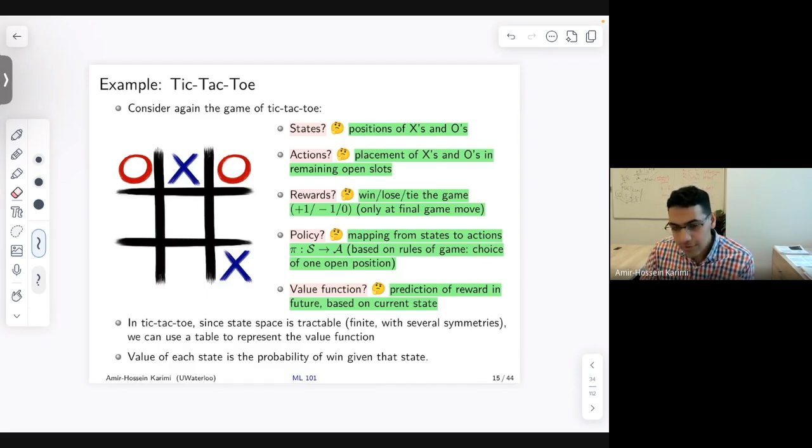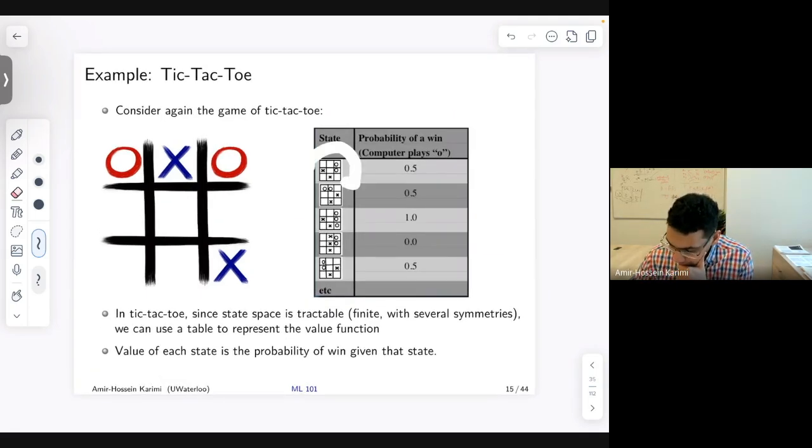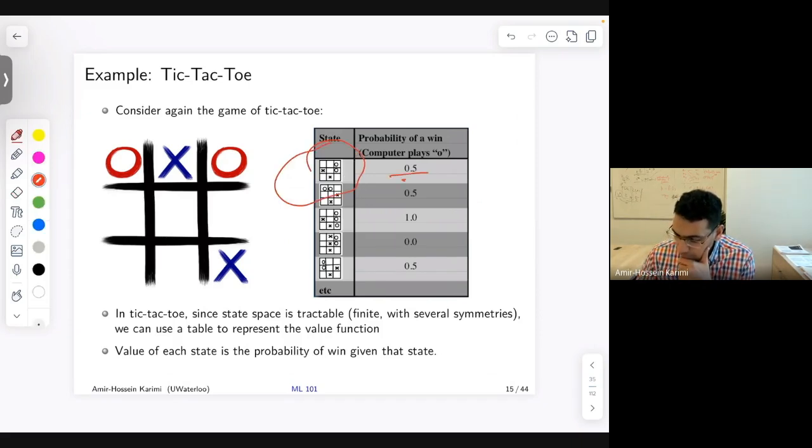Now, in the game of tic-tac-toe, because the state space is tractable, in this case meaning that there's a finite number of possibilities that you can place these pieces together, and it's actually less than all the possibilities because there are several symmetries that you could exploit, we can use probability tables to represent the value function. So a probability table like this would give us, for a particular state of the game, what is the probability that the red O player will win? Or in this case, they've already won, so the probability is equal to 1. And so you can write down full probability tables for every state of the game, and that's your value function. And you would use that to then find the optimal policy for the agent.